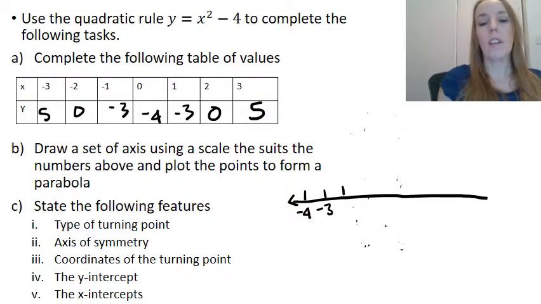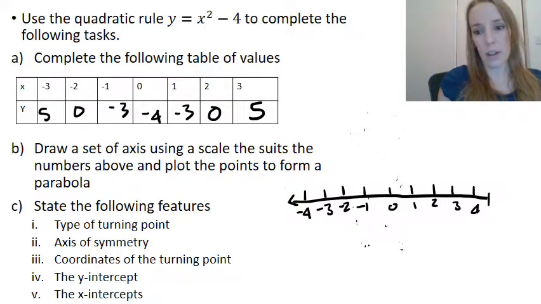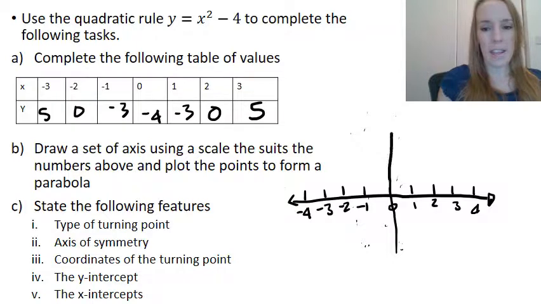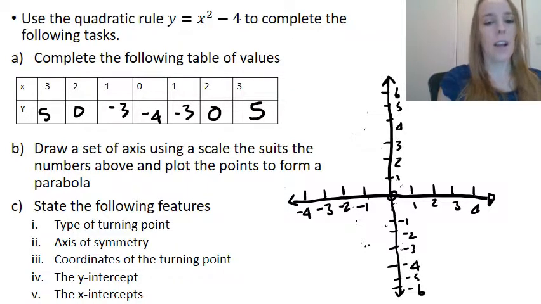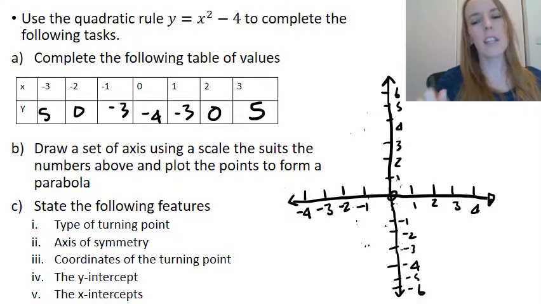-4, -3. Obviously in your books, as I said, these will be used with a ruler, so they'll be evenly spaced and will look a lot nicer than what mine is going to look. So our y-axis, 5 is the minimum, so let's go 6, 5, 4, 3, 2, 1, -1, let's get rid of this 0, because that should not be 0, the origin is going to be in the middle here, it's going to be 0 here, 1, -2, -3, -4, -5, -6. Okay, so yeah, let's just work with what I've done.